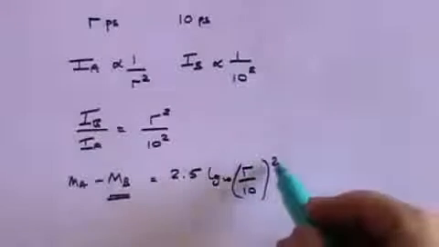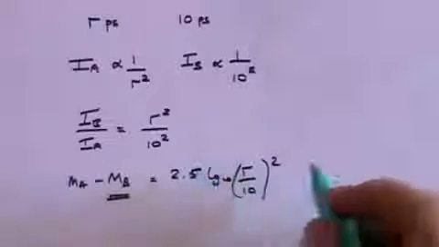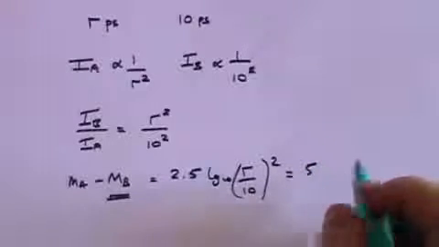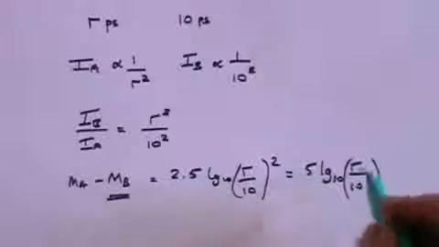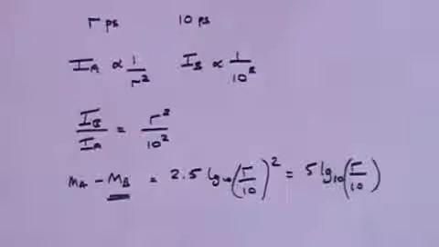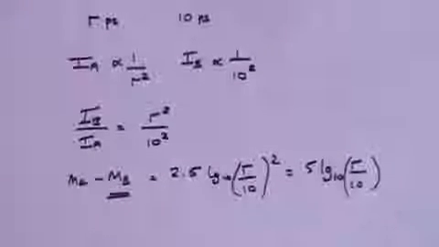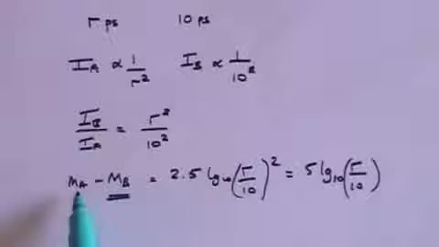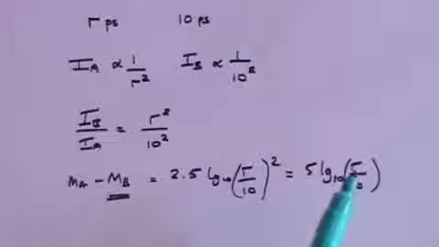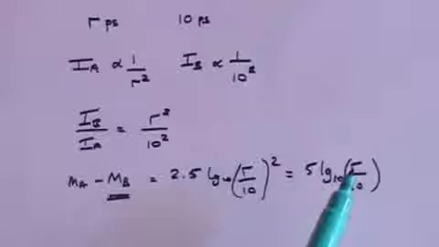And as before, you can always take the exponent down to this side here. So it's 2 multiplied by 2.5. So that becomes 5 times the log to the base 10 of r over 10, where r is the distance of the A star, and we know that B is 10 parsecs away. So if you know the absolute magnitude of one star, and you know the apparent magnitude of the other star, you can work out how far away star A is, because that's what r is, and that's now the only unknown in the equation.